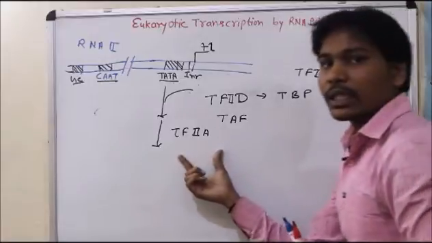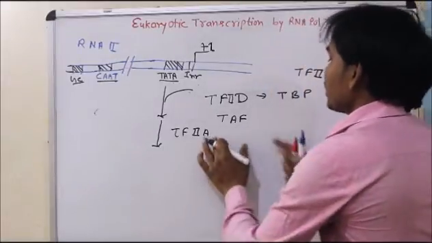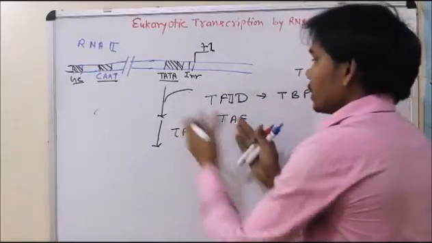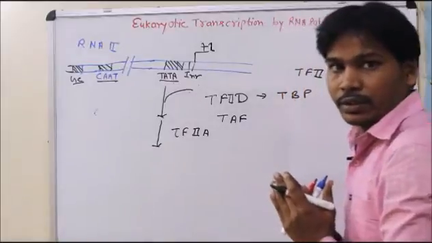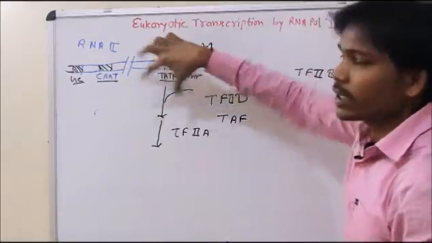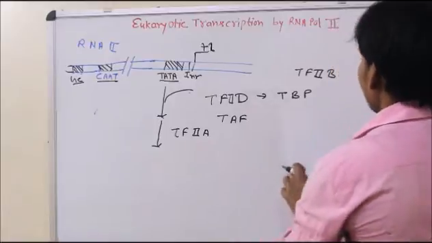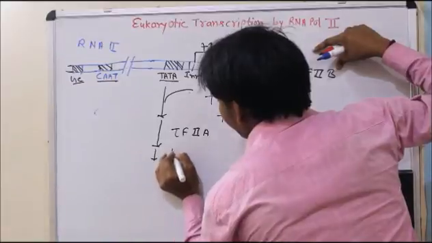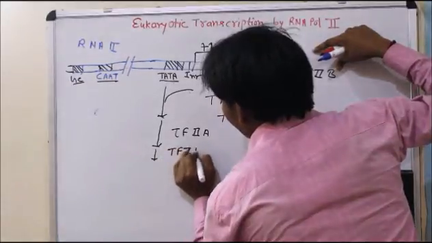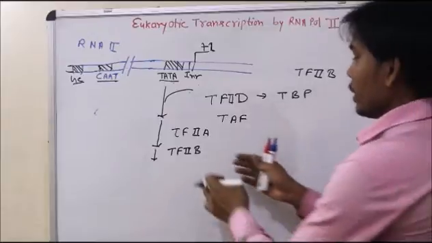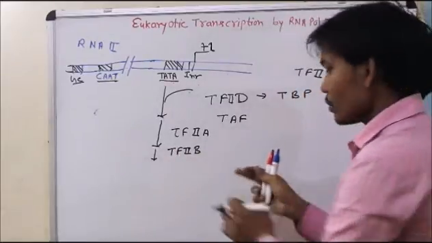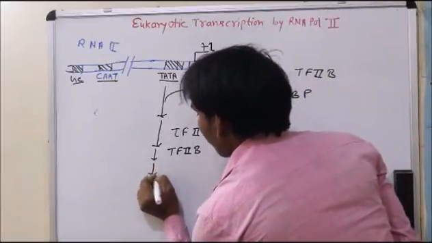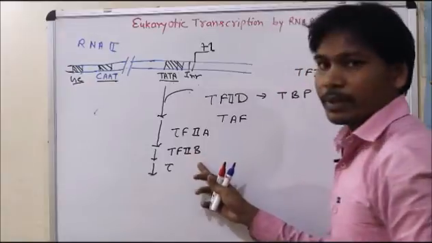What are the functions? Transcription factor II A stabilizes the TAF and TFIID, binds and stabilizes them in their specific orientation, and then transcription factor II B comes in. That acts as an intermediate, and then what is the intermediate for?